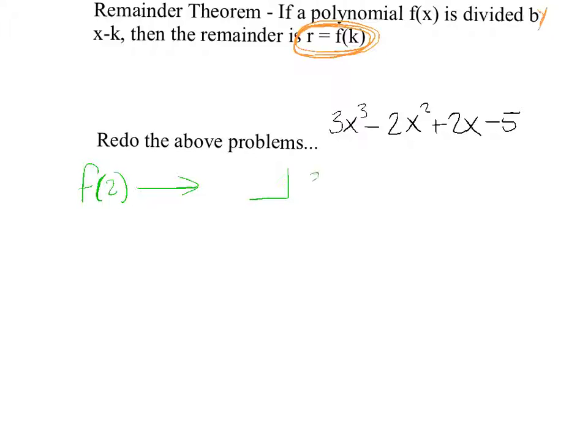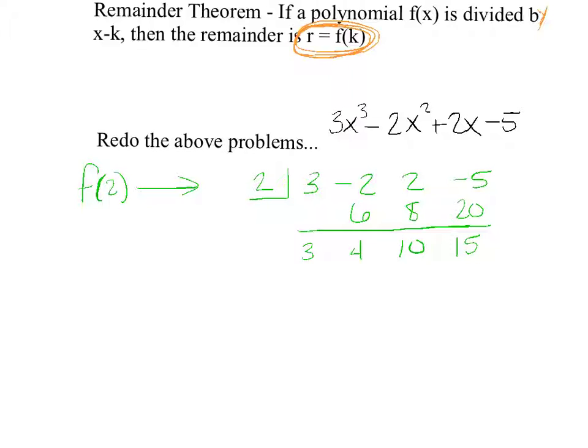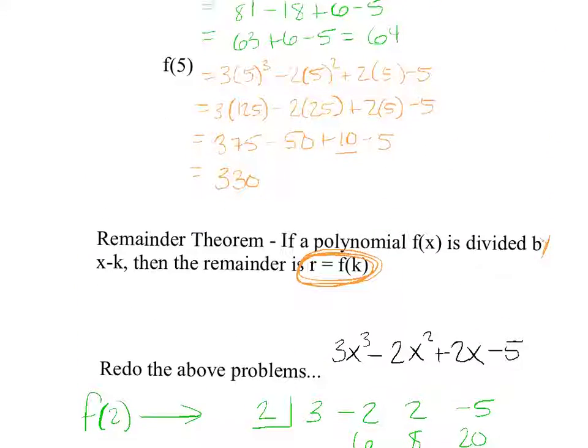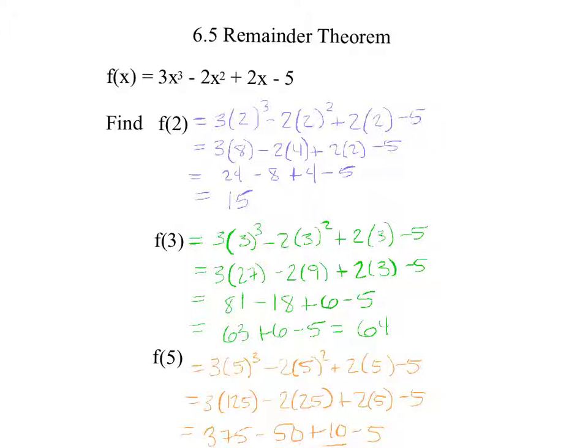I'm going to do synthetic division, so I've got 3, negative 2, 2, and negative 5. But this time, instead of changing the number, I'm going to put 2 in the box as is. Notice I didn't change the sign at all, I just put 2 in the box. Do synthetic division like you're used to. All right, now look at what numbers I got. I've got 3, 4, 10, and 15. Look at the 15. Are you ready? Let's go back up to the first problem we did when we plugged in 2. And what did we get as an answer? f of 2 equals 15.